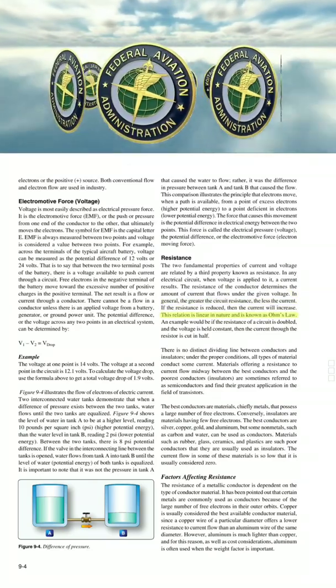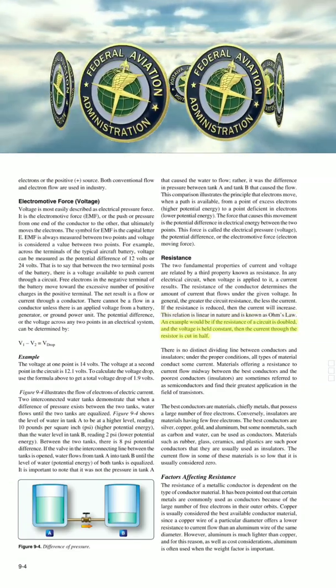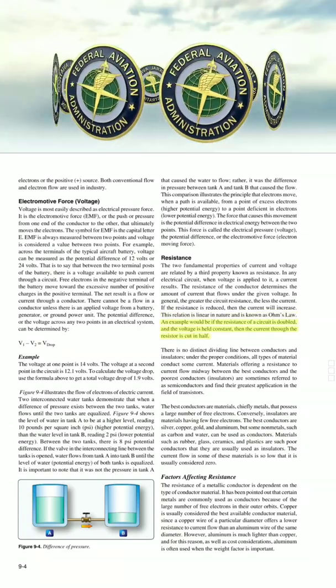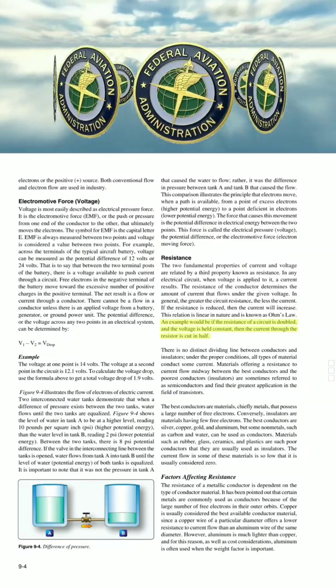This relation is linear in nature and is known as Ohm's law. An example would be if the resistance of a circuit is doubled, and the voltage is held constant, then the current through the resistor is cut in half.